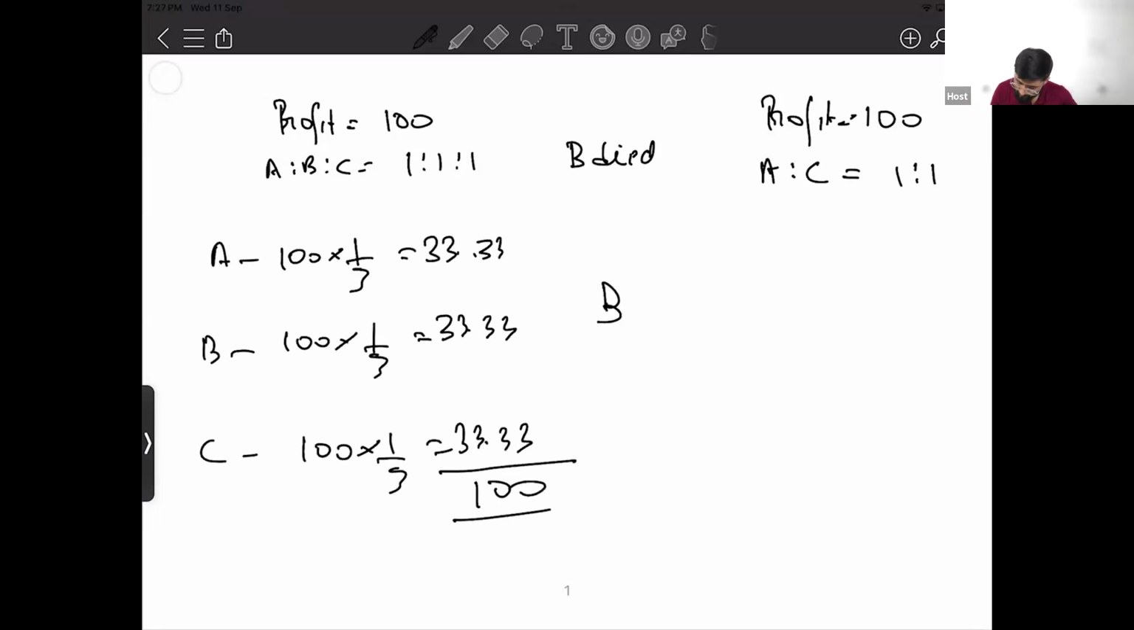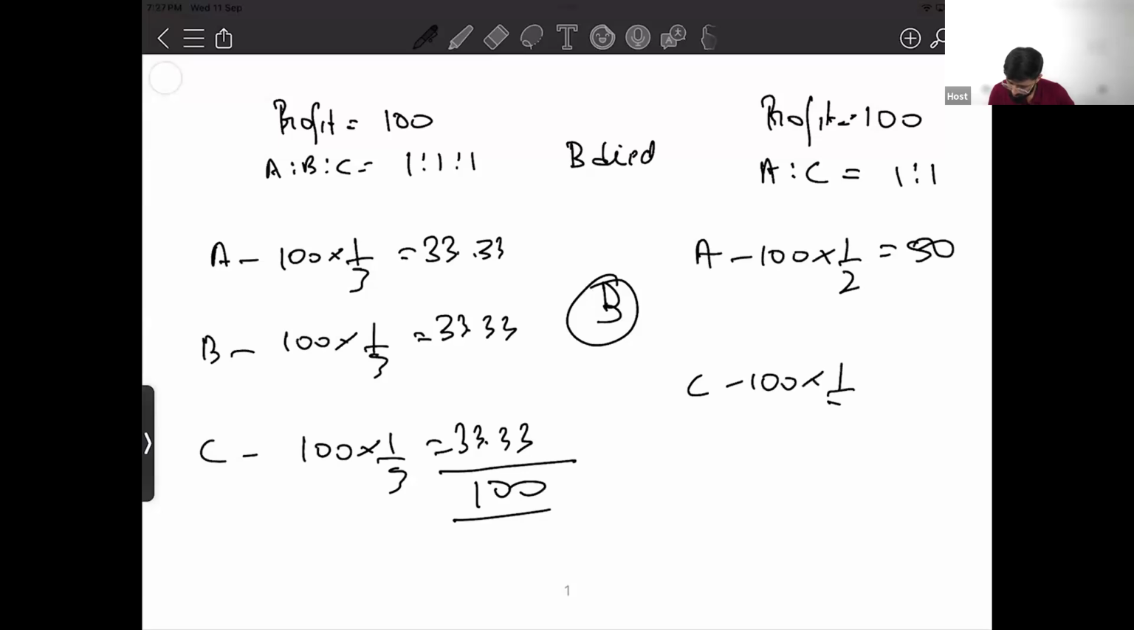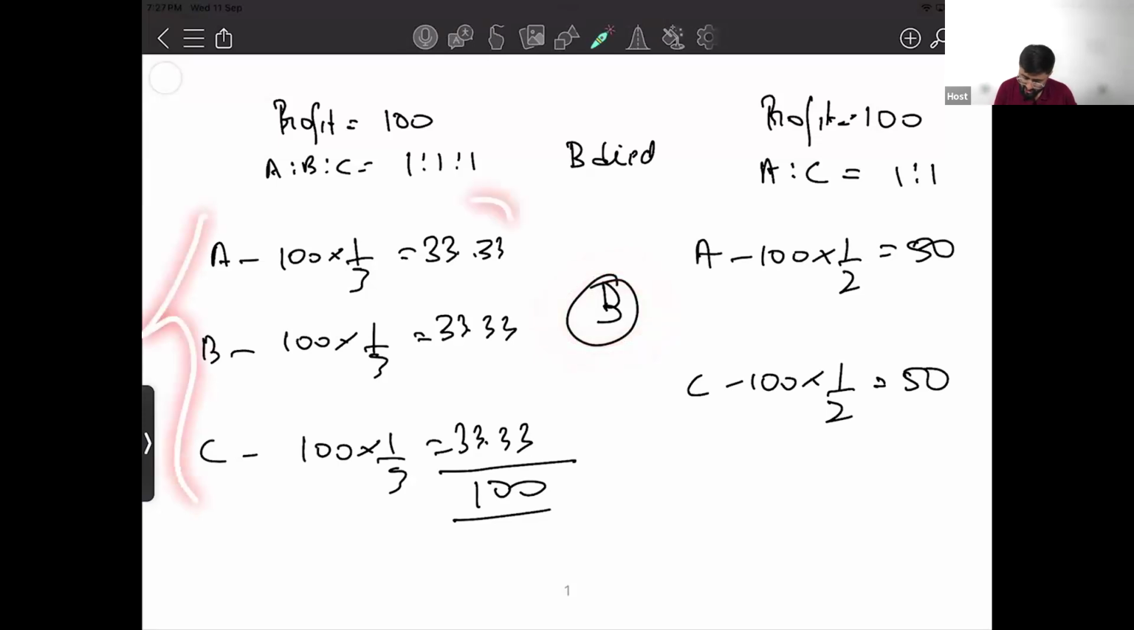Now B has died, so profit will be distributed between A and C. 100 into 1/2, 50 rupees each. So before B died, the profit was distributed between 3 partners, each getting 33.33. After B died, A's share is 50, and C's share is 50.